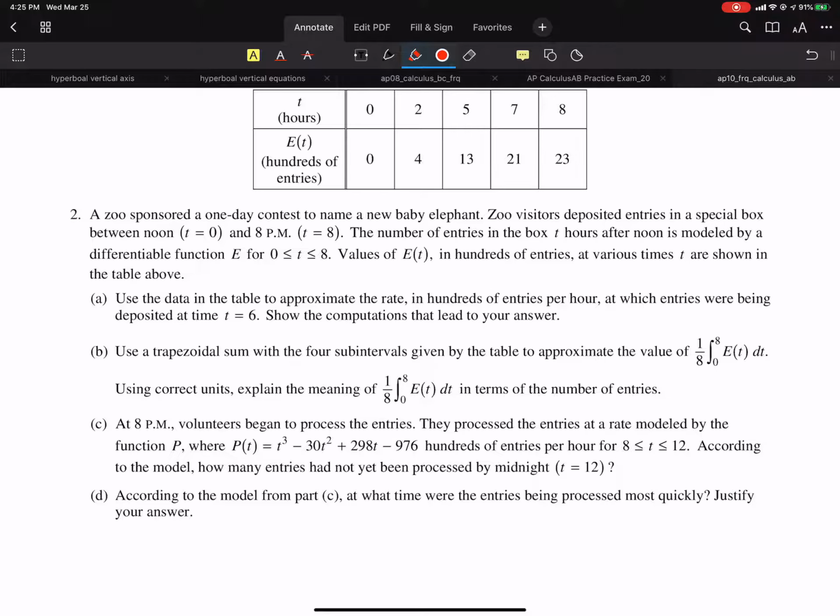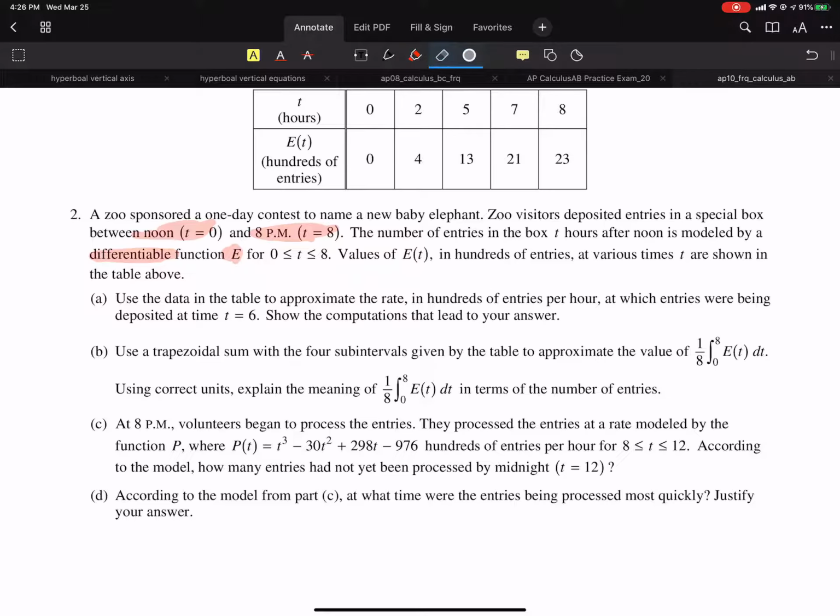A zoo sponsored a one-day contest to name a new baby elephant. Zoo visitors deposit entries in a special box between noon and 8. So it started at noon and ended at 8. The number of entries in a box t hours after noon is modeled by the differentiable function E. So it's differentiable. So what does E represent?